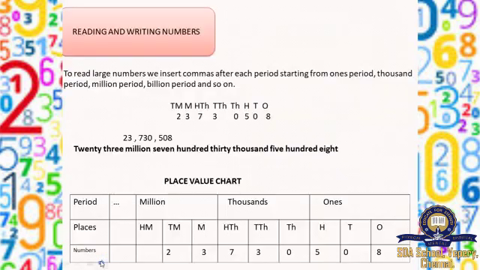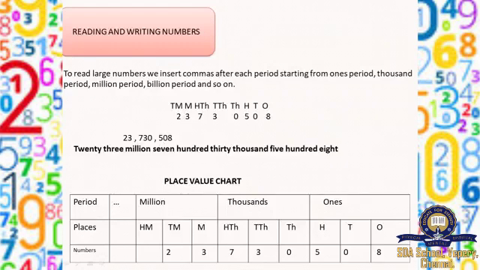Reading and writing numbers. To read large numbers, we insert commas after each period starting from ones period, thousand period, million period, billion period, and so on. So the number is 23730508. 8 is in ones place, 0 is in tens place, 5 in hundreds place, 0 in thousands place, 3 in 10,000s place, 7 in 100,000s place, 3 in million place, and 2 in 10 million place.